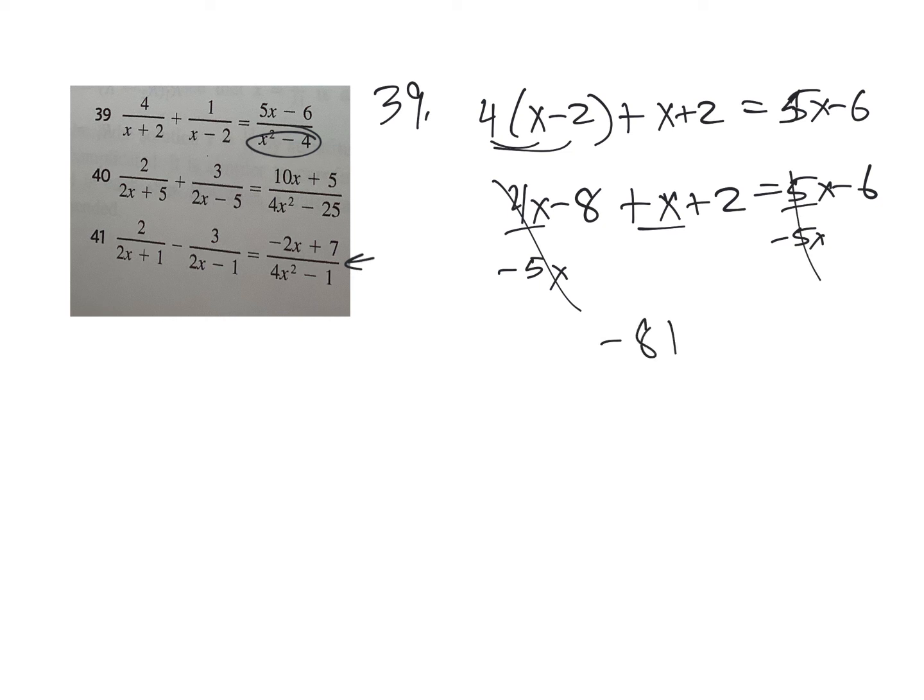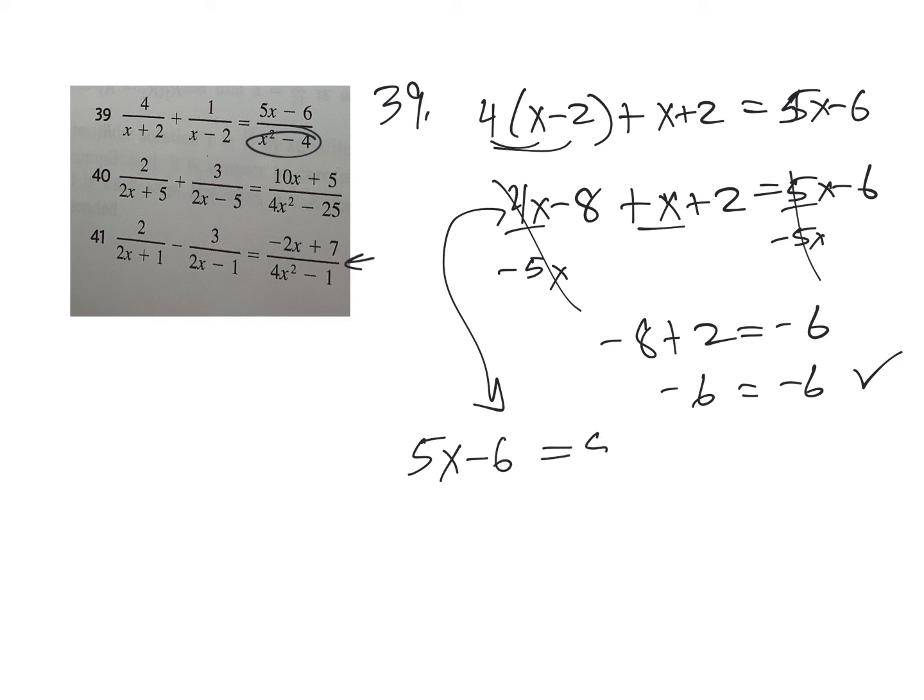And you get negative 8 plus 2 equals negative 6. Negative 6 equals negative 6. And yes, it does. Negative 6 does equal negative 6. Or however you solved it, okay? You could have taken this one right here and said, hey, if we combine these, that's 5x and a minus 6, and that equals the right side, which is 5x minus 6.